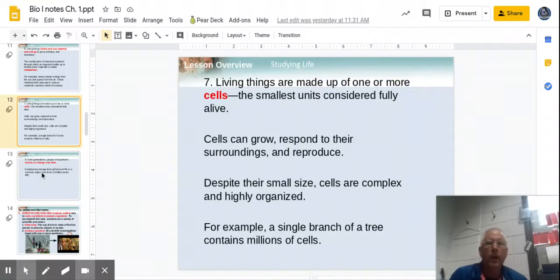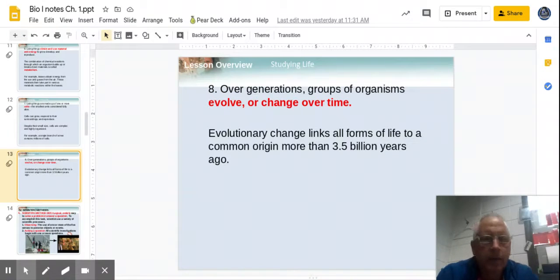The 8th one is that over generations, groups of organisms evolve. They change over time. I'm not necessarily talking about the controversial idea of man evolving from a common ancestor. It's on that slide. That's just part of evolution. I always tell students to understand that not all of evolution is controversial. I know it's a hot button topic for some people, including myself. I don't believe all the parts of evolution, and I teach a little differently than maybe some public school teachers do. But I think we have to understand that evolution does happen.